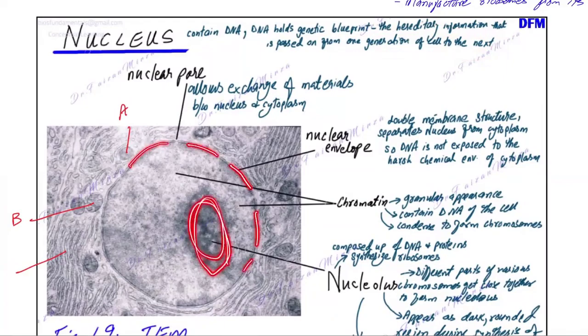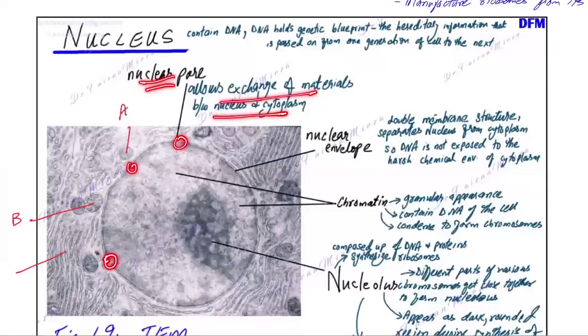This structure here is the nucleolus. These structures here are the chromatin, and the gaps and the pores that you see along the sides of the nuclear envelope, these are nuclear pores. Nuclear pores allow exchange of materials between the nucleus and the cytoplasm.